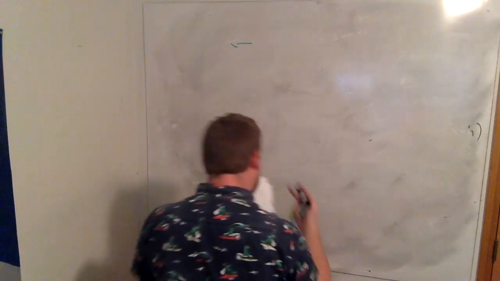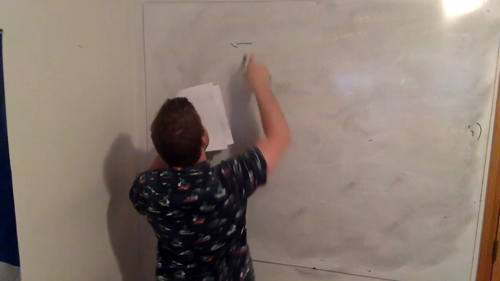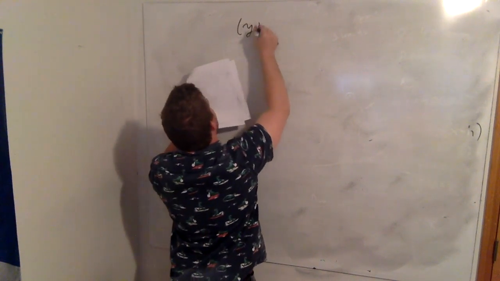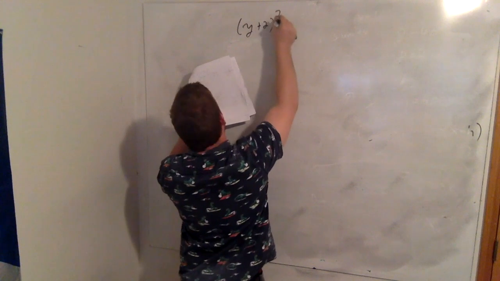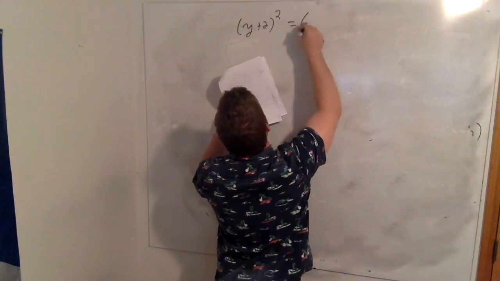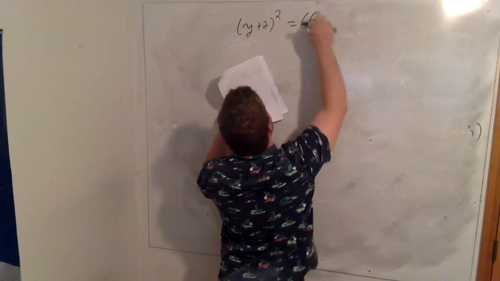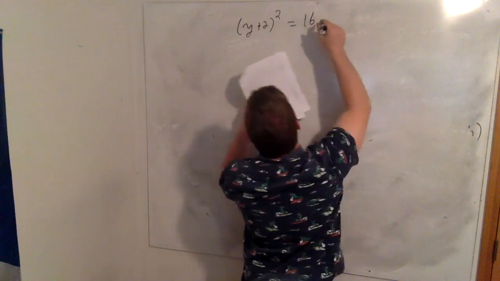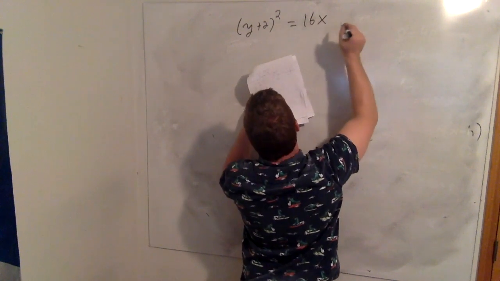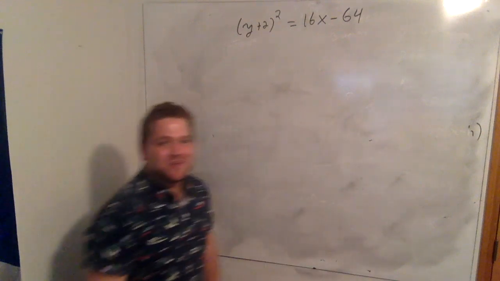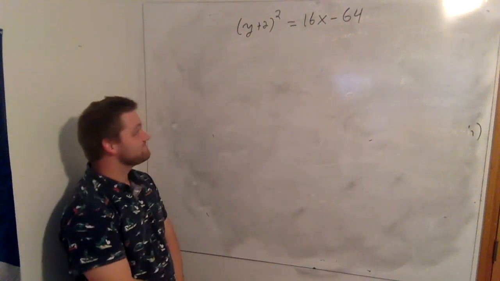Okay, let's say we have the parabola y plus 2 squared is equal to 16x, let's say, minus 64. Go ahead and pause the video and give this one here a shot.